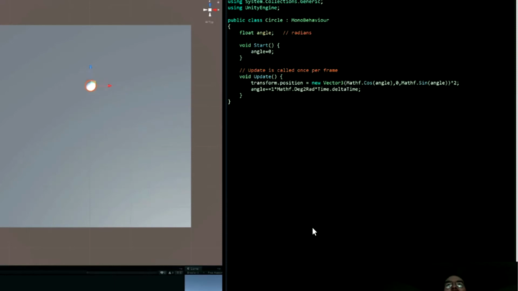Also, we don't know for sure what the update is. So then, of course, you might say, well, let's multiply this by time dot delta time. Now, if we do that, what we are saying is we're taking into account the amount of time that has passed every time the update is called, and it is moving. It's just moving very slowly because it's moving at 1 degree per second. So it's going to take 360 seconds to go around this circle. It's rather slow. So let's pop this back up to 60 degrees per second.